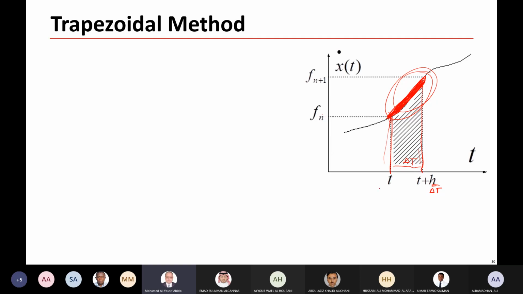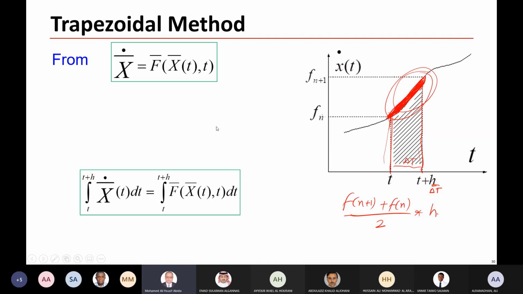So the area under the curve, this area, equal to f of n plus 1 plus f of n over 2 multiplied by h. So this is the integration. This is the solution of this function here. So you approximate the area here of the curve as a linear straight line, and then you can get the integration very simply as a trapezoidal part here.